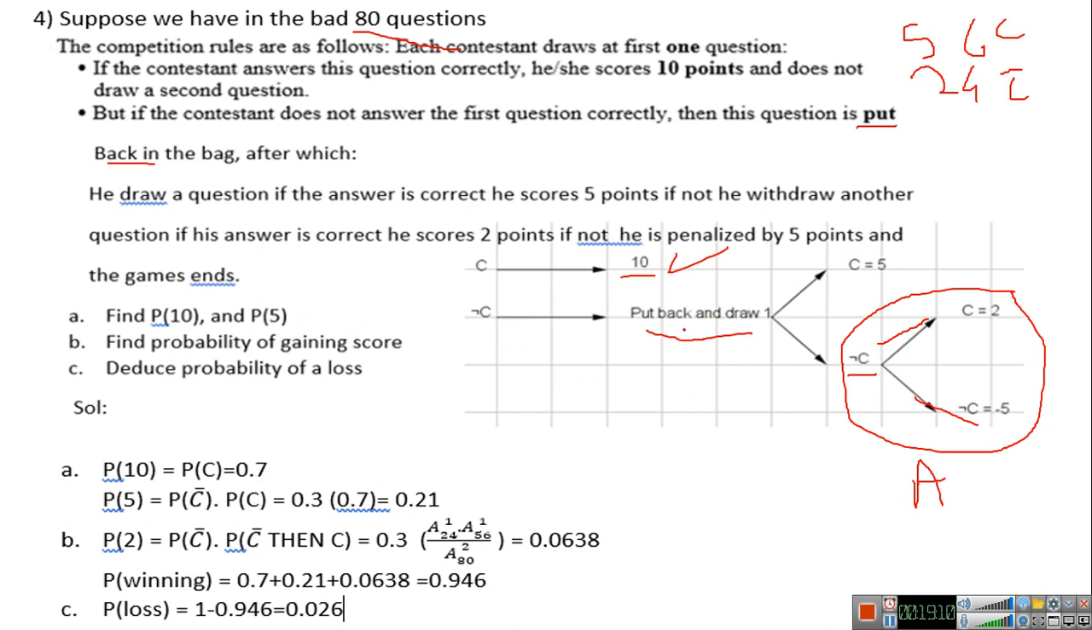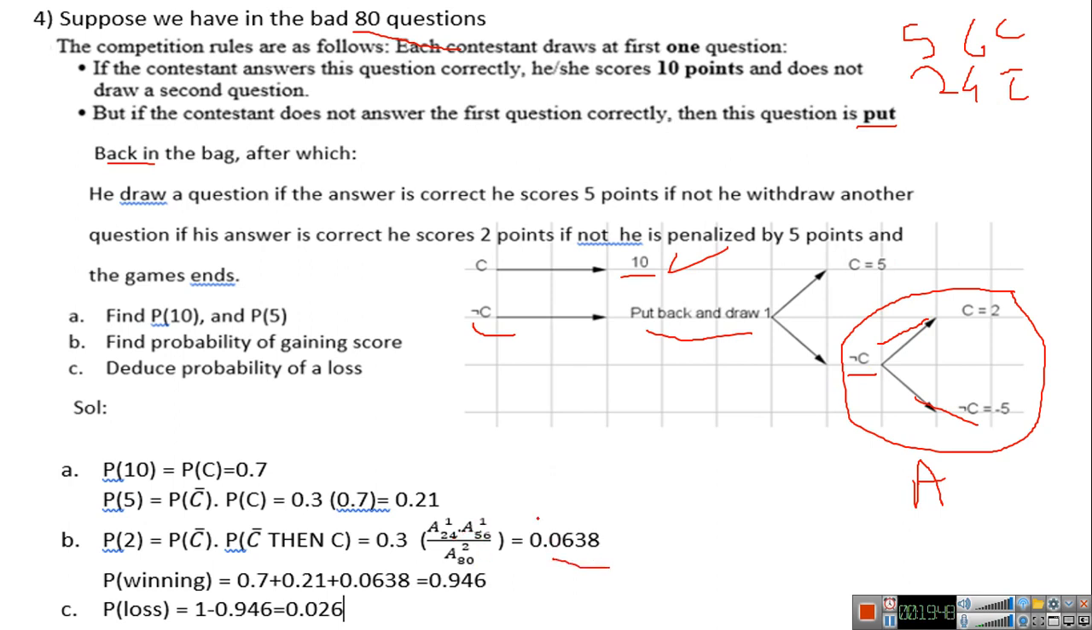It's here, it's P of the first times P of the second, because it's independent. So P of 5 is P of C bar, then directly P of C. So 0.3 times 0.7, 0.21. Now I want P of 2. So the first one is P of C bar. Then he's going to draw C bar, then C. But here, as I said, arrangement, because he's not going to return it back. So it's arrangement. I want one not correct, but order important. One not correct. Not correct is 24. One correct, 1 out of 56 over total.